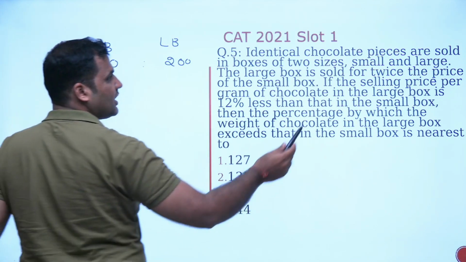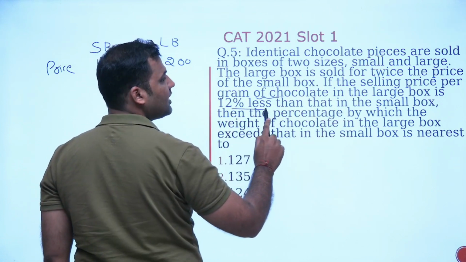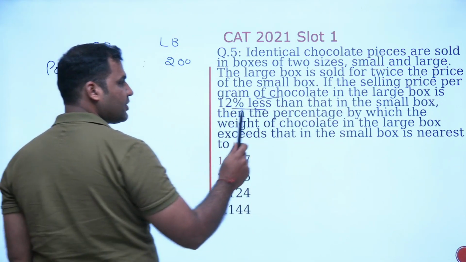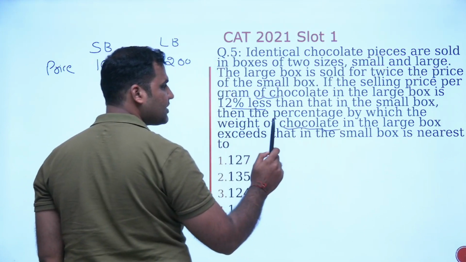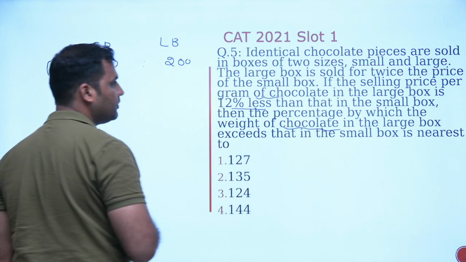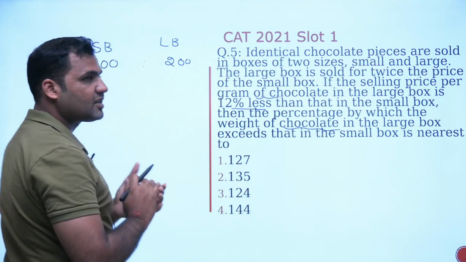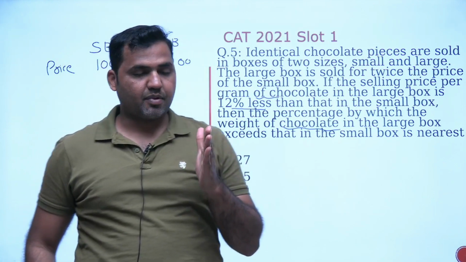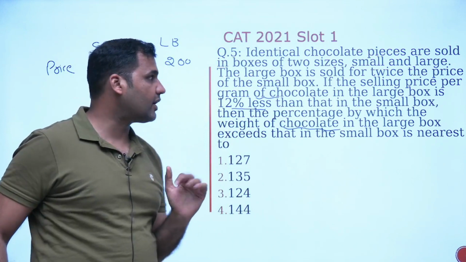Now the question says the selling price per gram of chocolate in the large box is 20% less than that in the small box. Then the percentage by which the weight of the chocolate in the large box exceeds that in the small box is nearest to. So guys, the price of this whole box will be decided by two things: the price per gram of chocolate and the total weight of the chocolate, right?